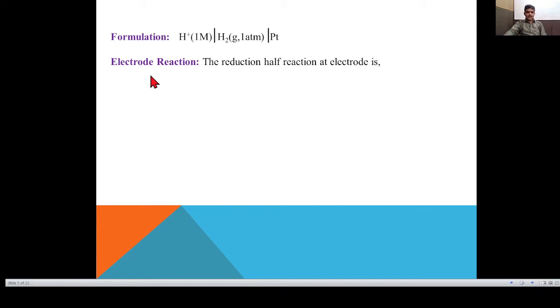What is the electrode reaction? If SHE serves as a cathode, then the reduction reaction takes place. What is present in the solution? H+ ions. These H+ ions accept electrons and hydrogen gas is liberated, with a potential of 0.0 volt. If it serves as an anode, the reaction is reversed. The reverse reaction at the anode is H2 giving 2H+ + 2e-, with a potential of 0.0 volt.